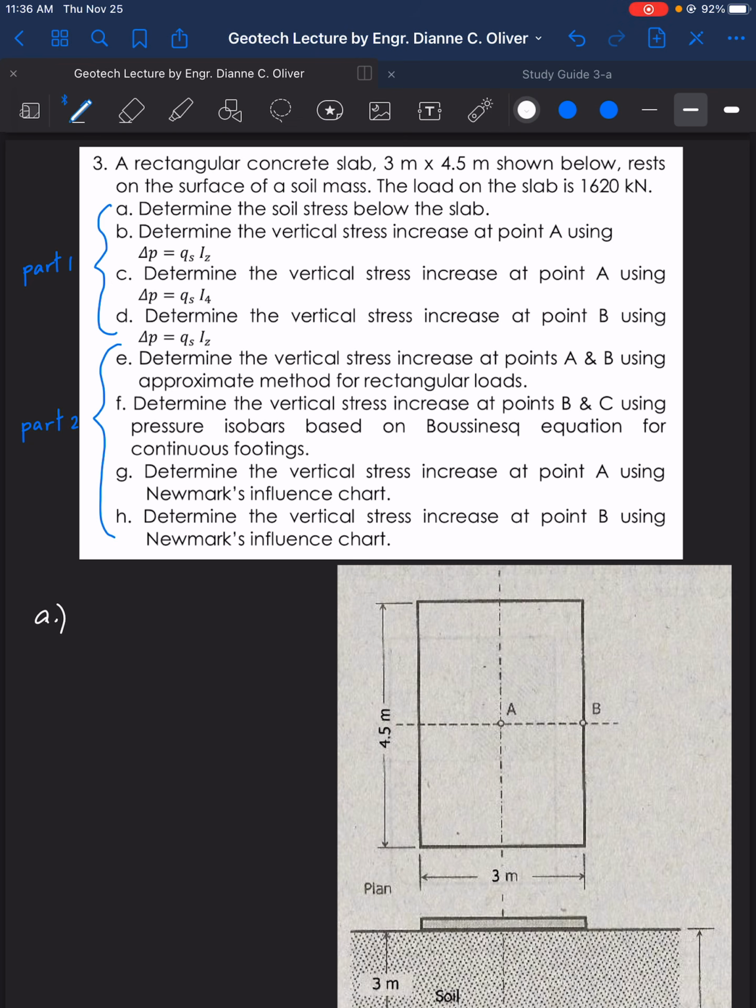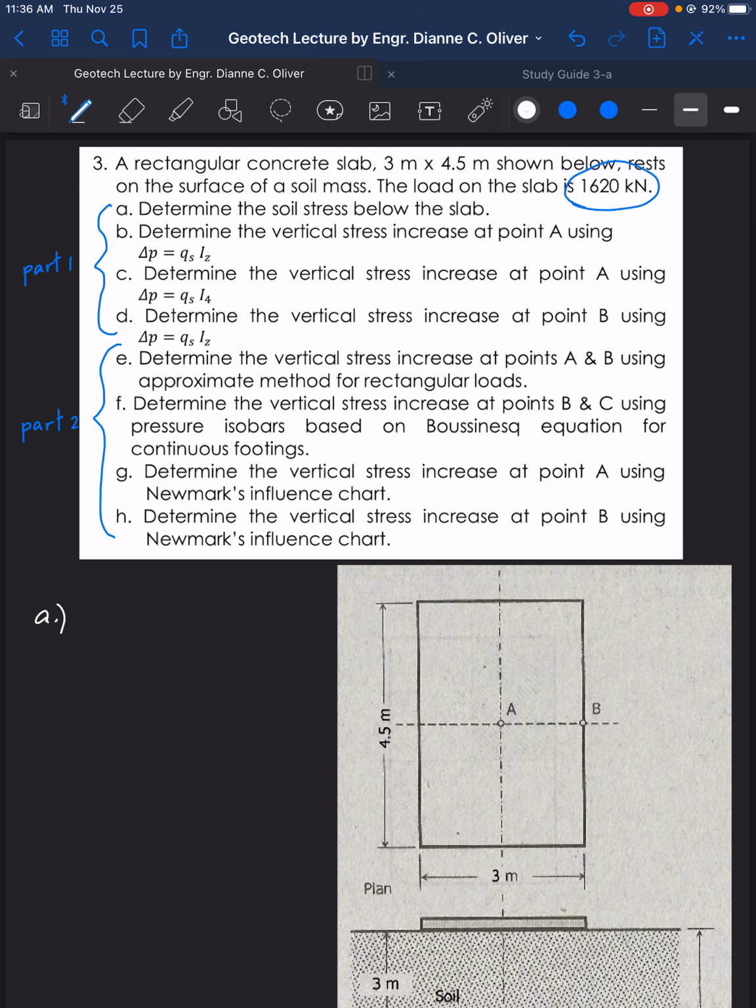Determine the soil stress below the slab. So take note, it's looking for soil stress. What's the unit for stress again? That is in kilopascal. What's given in the problem? We have 1620 kilonewton, which is a point load.